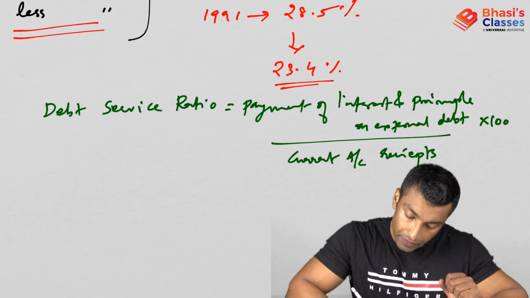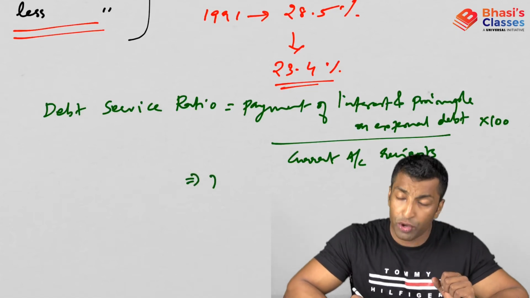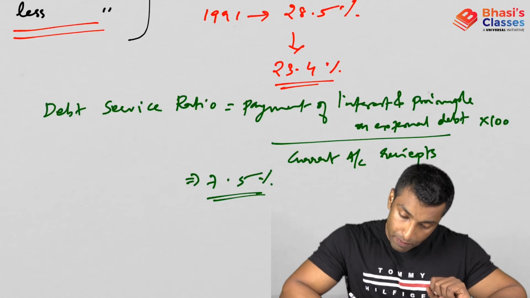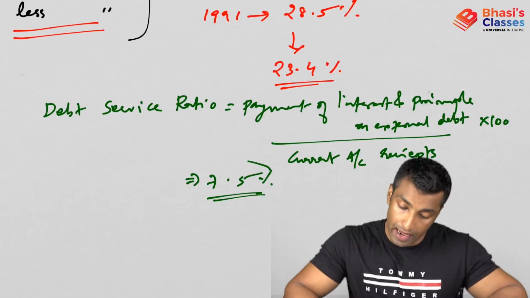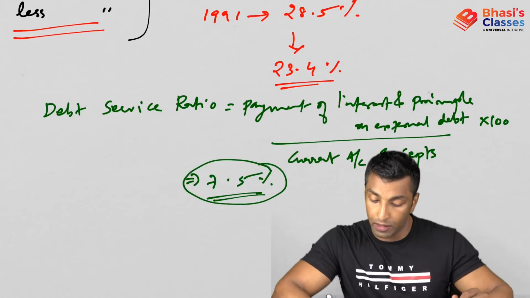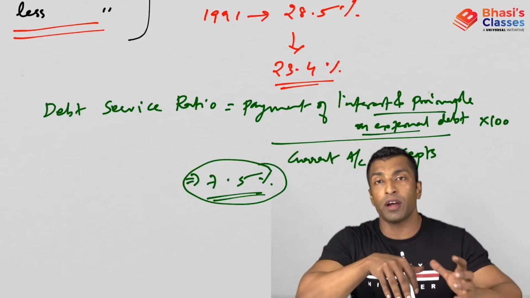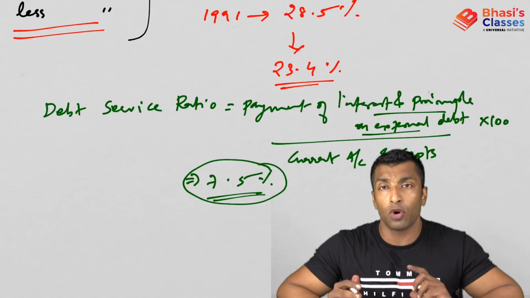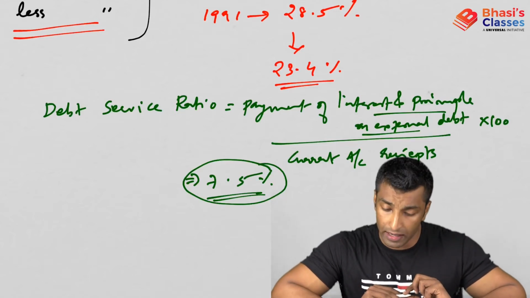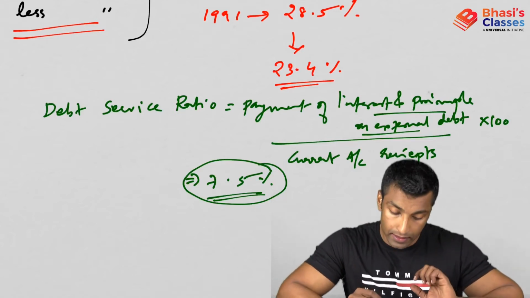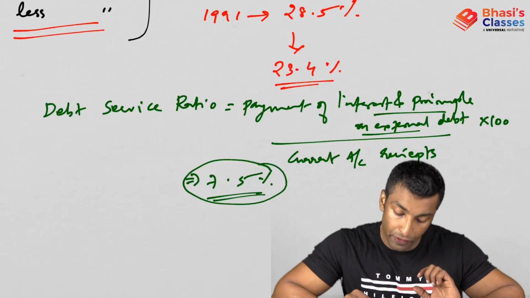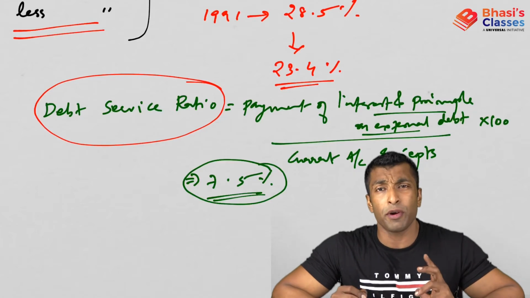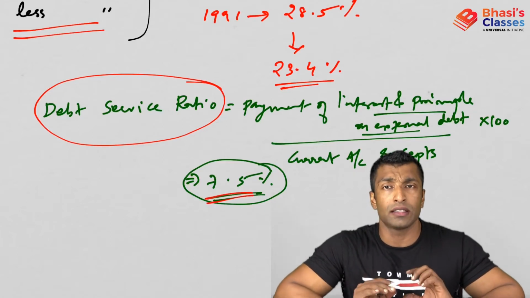And you know what is the value of India? It was 7.5. What do you mean by that? You need to spend 7.5 to pay interest and the principal on external debt out of every $100 that you're receiving. So 7.5 you need to spend out of every $100, and it is actually a very reasonable value, and that is why this debt service ratio is actually an indicator of indebtedness. Okay, so we don't want to spend too much. 7.5 percentage is actually a reasonable value.